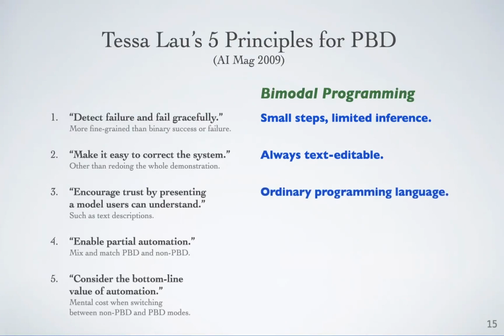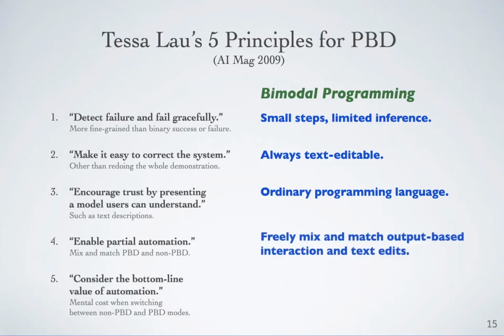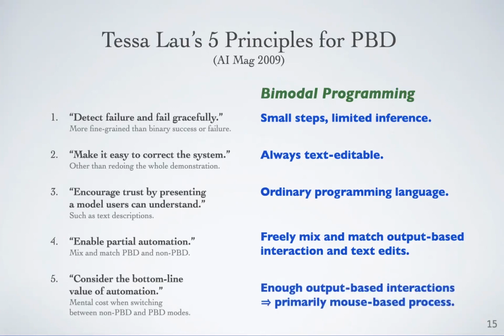Are we going to encourage trust? It's an ordinary programming language. It's unambiguous. Partial automation. Well, you can write the code, or you can do the output, or you can manipulate the output. And then the last point is a little bit harder to talk about. How are we going to make sure these manipulations provide value? That's somewhat the focus of the thesis: we're going to try and see if we can provide enough manipulations that you could build most of your program using just direct manipulations, right?